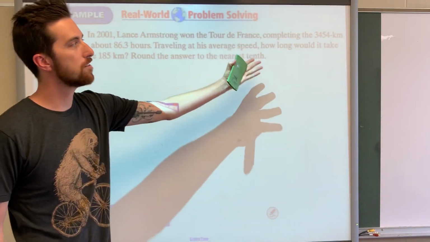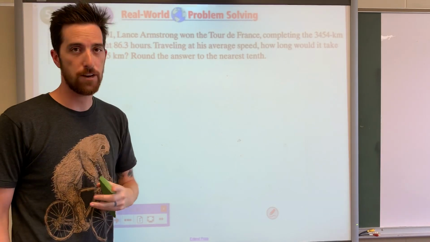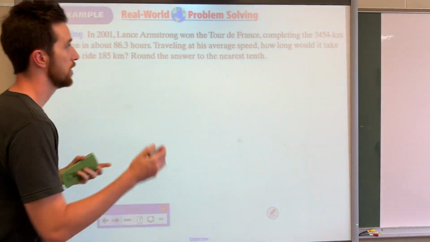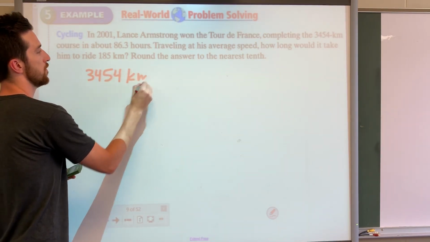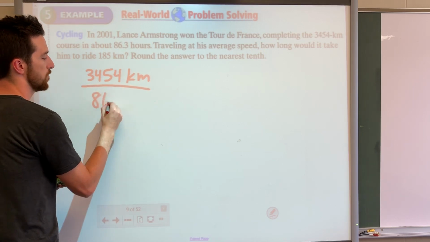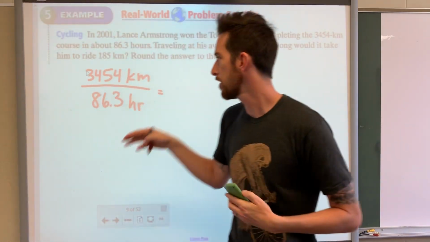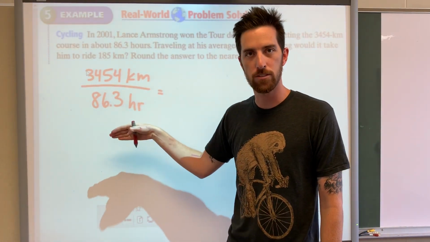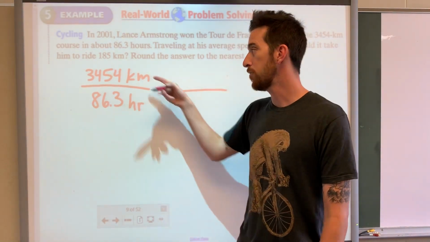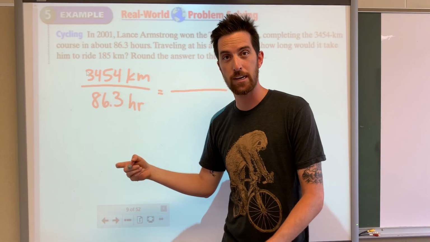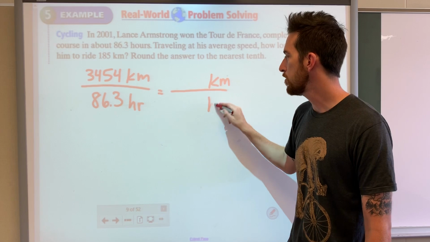He completed a 3,454 kilometer race in 86.3 hours. That can be our first fraction. So 3454 kilometers in 86.3 hours. So look at that fraction. We have kilometers in the numerator, we have hours in the denominator. Did we have to do that? No, but that's what we set up. If we did that on the first fraction, we have to do that on the second fraction. We'd have to also have kilometers in the numerator and hours in the denominator.